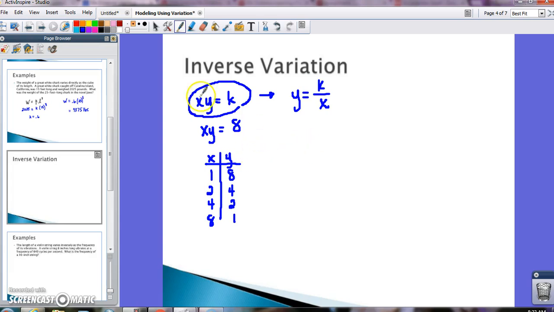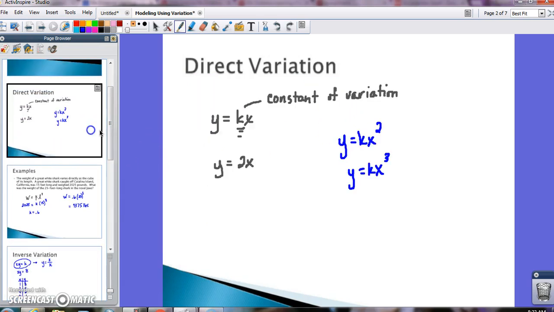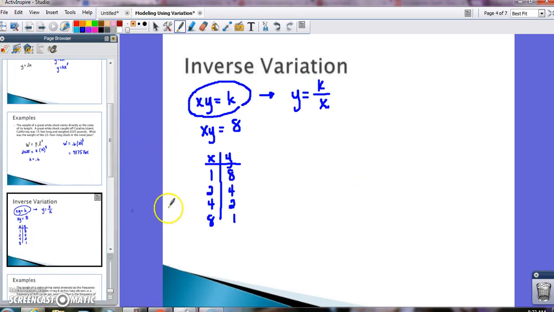But I think sometimes it's easier to visualize it like this. Okay, so a little bit different. Remember, direct variation was y is equal to k times x. Inverse variation is y is equal to k over x. So let's do an example of that.